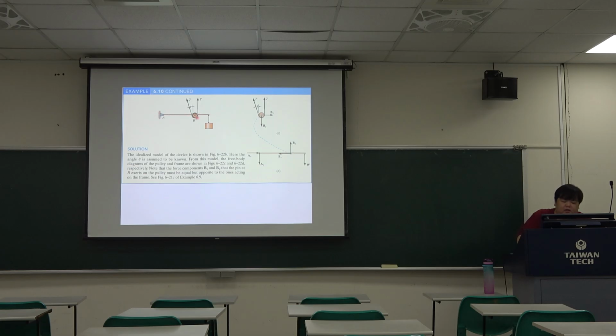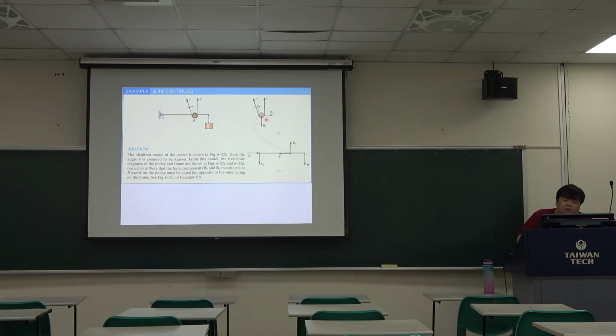One is the beam and one is the pulley. In the beam, we have one support, which is the pin support. So we have the two direction reactions, and we also use the pin to connect the pulley and the beam. So this is the pin, and we also have two direction forces, and on this side we have the weight. So we draw it like this.